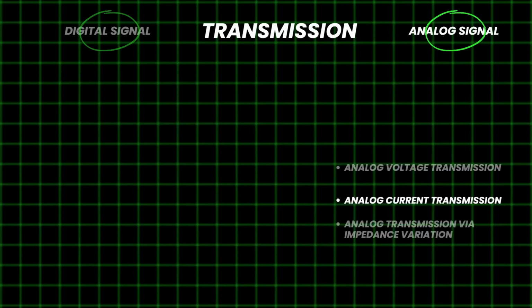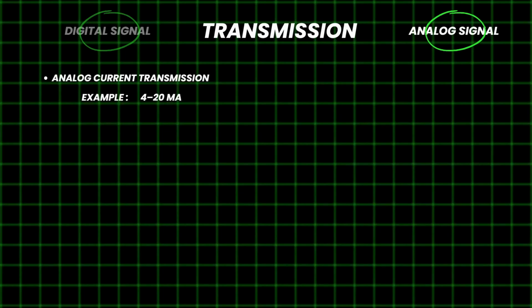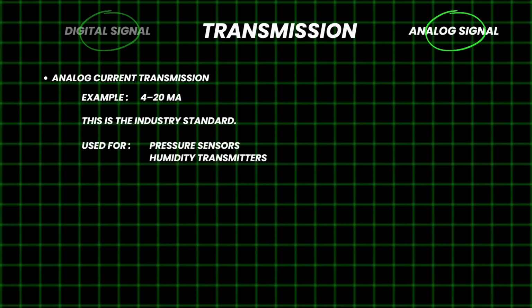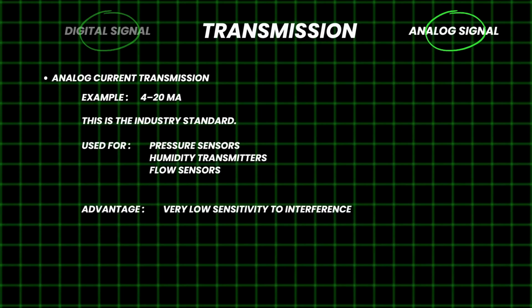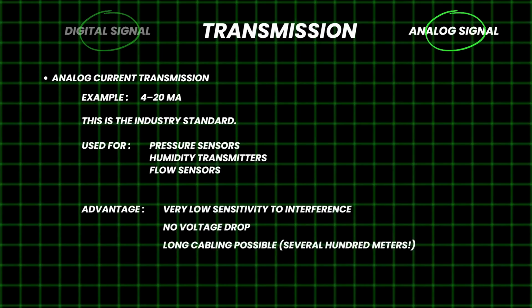And for analog current transmission, as an example, you have 4-20 milliamps. This is the industry standard. It's used for pressure sensors, humidity transmitters, and flow sensors. The advantages: very low sensitivity to interference, no voltage drop, long cabling possible, and wire break detection.